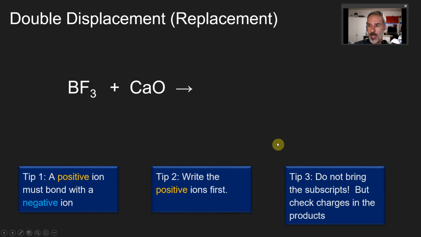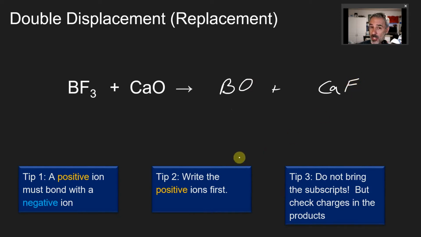Now let's try this last one here. So how do we predict the products of this one? Well, we start with writing down the positive ions first. Which 2 ions should I write down first? Boron and calcium. Very good. And then boron is going to be bonded with what atom? Oxide. That's true because it had fluoride on it, but it doesn't anymore. And calcium is going to be bonded with fluoride.